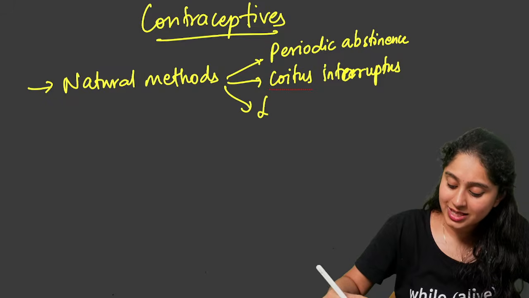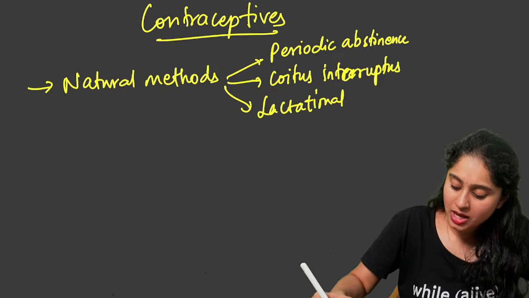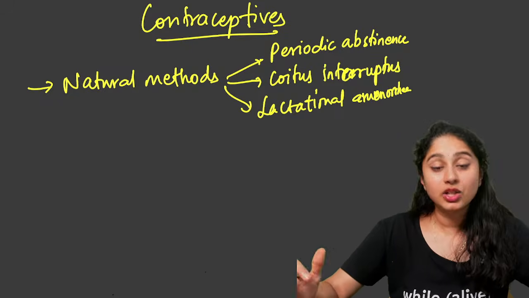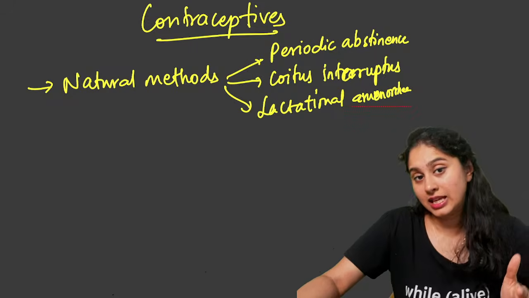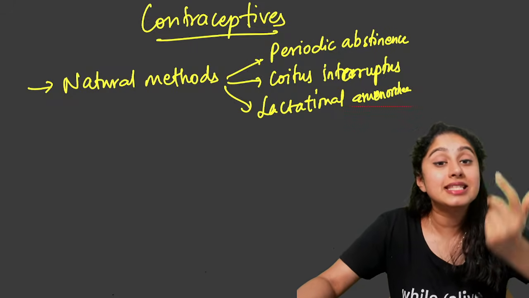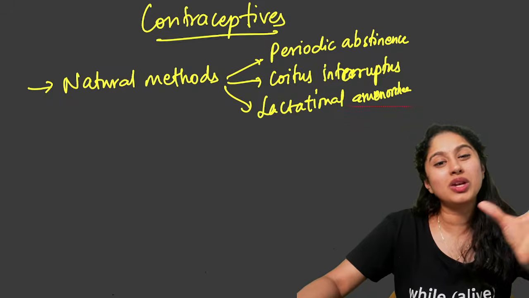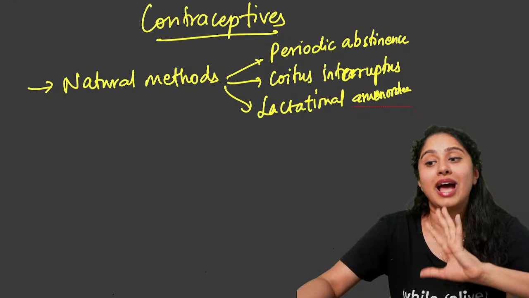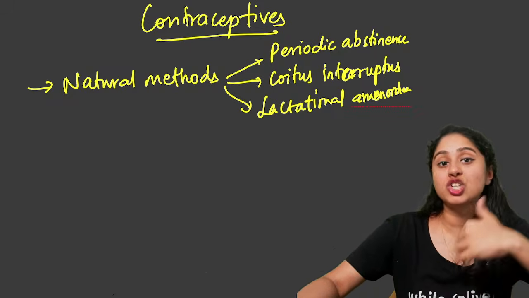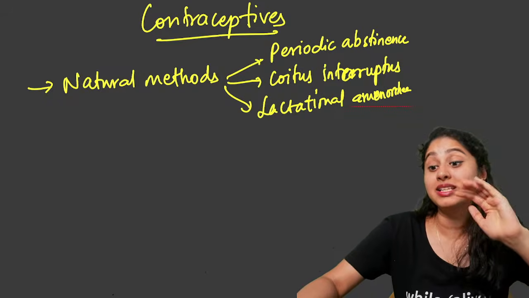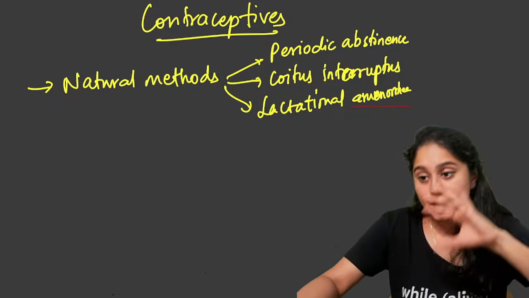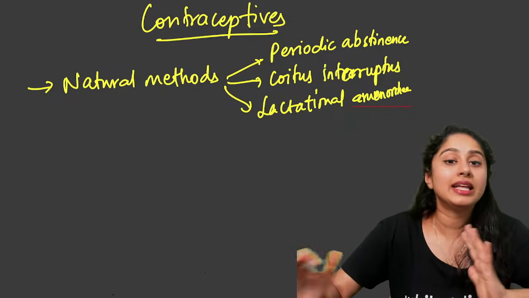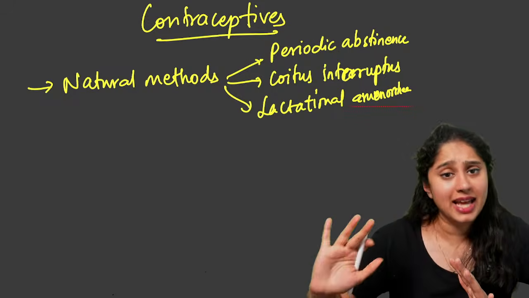The third one is lactational amenorrhea. This is where soon after childbirth, the woman may not have her menstrual cycles because the brain is not releasing any more GnRH. This is only effective for a period of 6 to 8 months after the delivery, where the mother will not ovulate because she is intensely breastfeeding the child. But this is not effective after 6 months. So these three methods are natural methods where you are preventing the sperm from meeting the egg at all.